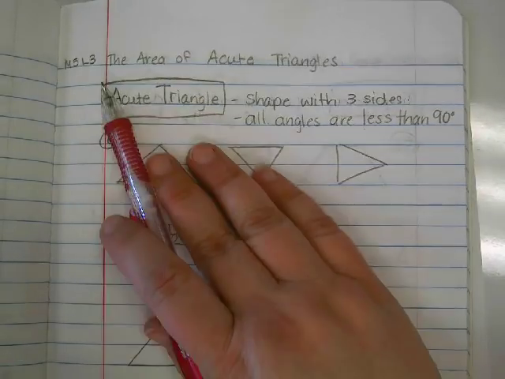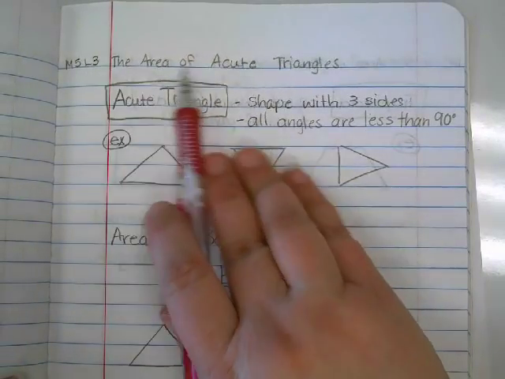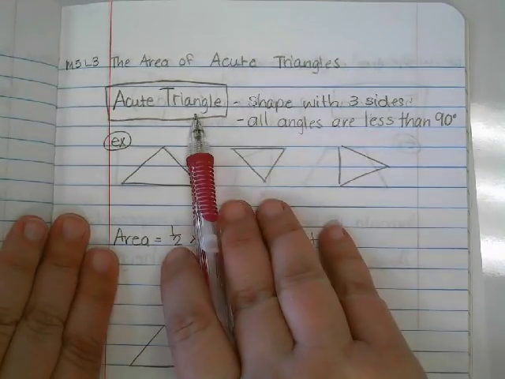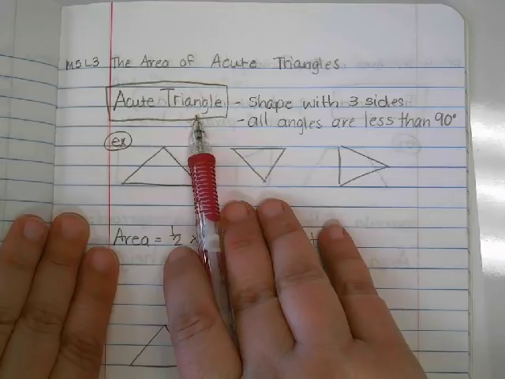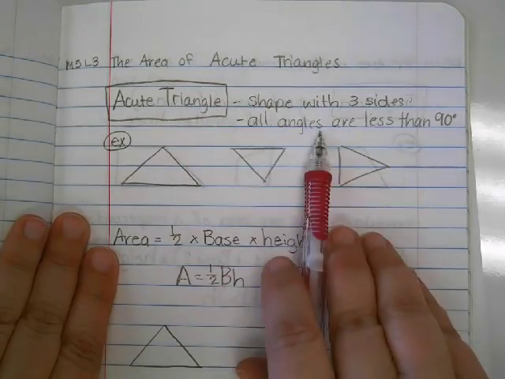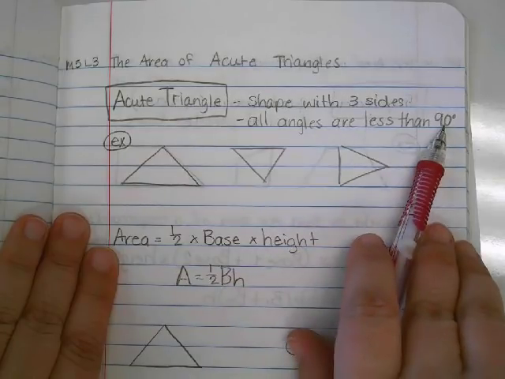Today's lesson will be Module 5, Lesson 3, the area of an acute triangle. We're going to start off with the definition of an acute triangle. An acute triangle is a shape with three sides, and all angles are less than 90 degrees.